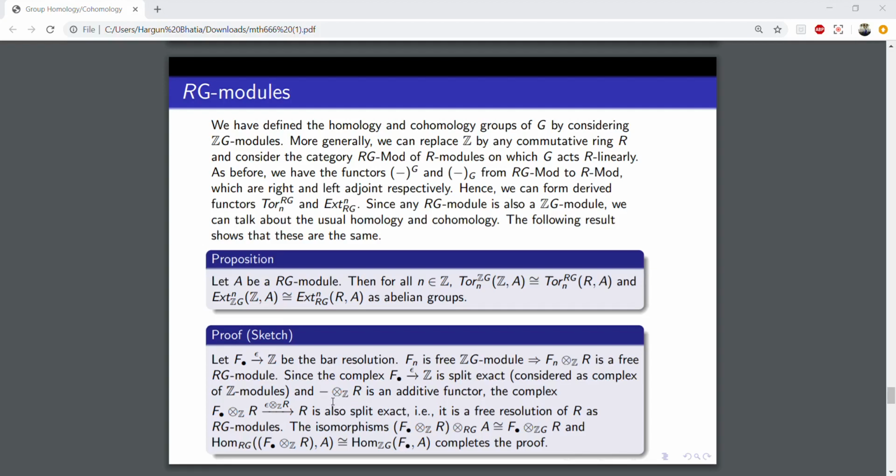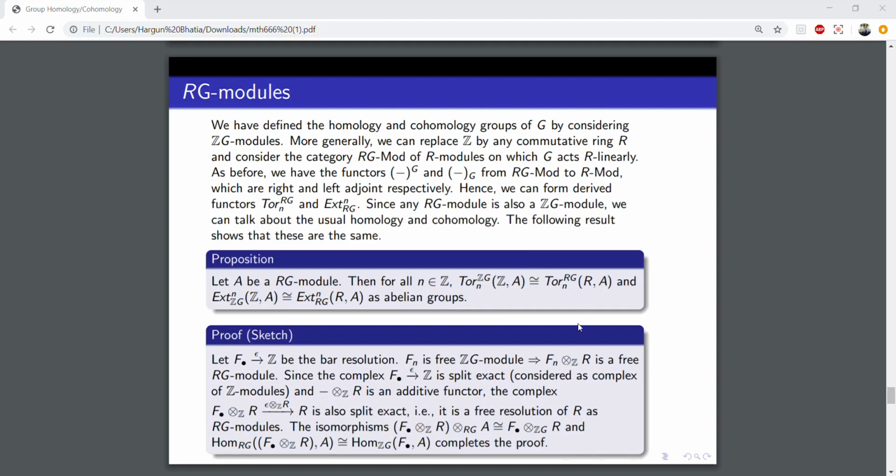So I take this additive functor tensor Z. This is an additive functor with Z modules as an input. So if I apply the additive functor on F, this will still remain split exact. So F tensor Z R, this entire chain complex is also split exact. And already they are free RG modules, so this explains that this is in fact a free resolution of R as RG modules. And I can use this resolution to compute this Tor and Ext.